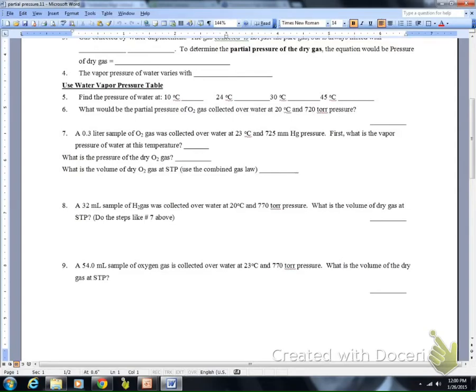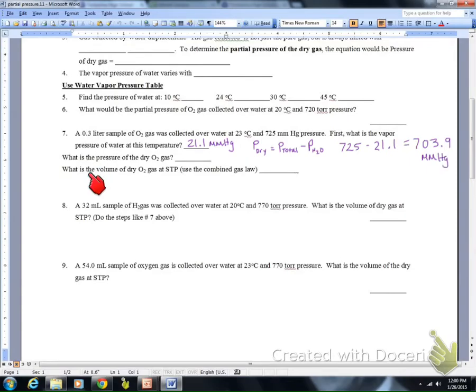So the pressure of the water, when you look at your water vapor table, at 23 degrees Celsius would be 21.1 millimeters of mercury. So then the first thing that you need to do is find the pressure of the dry gas. So we know that the pressure of the dry gas is equal to pressure total minus the pressure of the water vapor. My pressure total is 725 millimeters of mercury, and my water vapor pressure, which is what I just found by looking at my table, is 21.1 millimeters of mercury. So if I subtract those, I know that my dry gas pressure is 703.9.